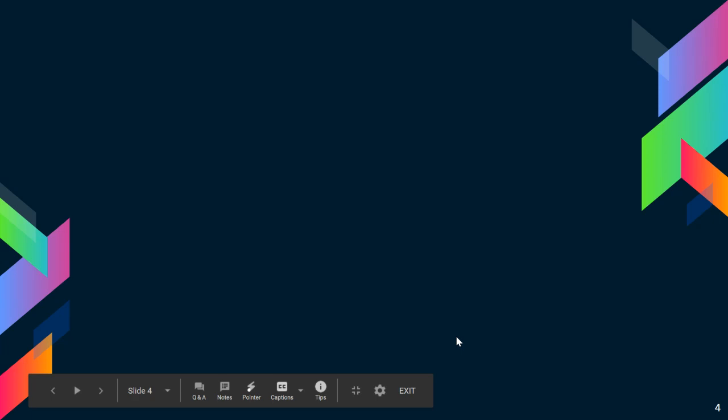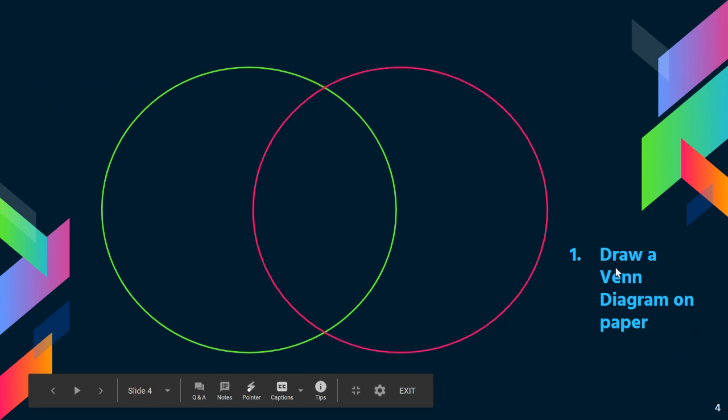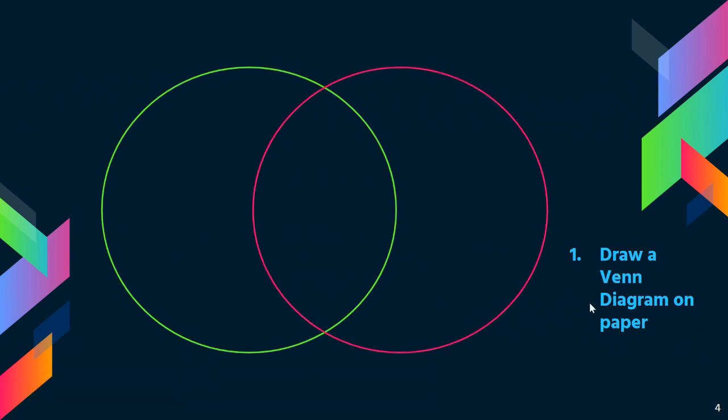Okay, now the first thing we're going to do is draw a Venn diagram on your paper. So here's a Venn diagram. You can see I actually used two different colors for this. I made the left circle green and the right circle pink. And I did this because it helps me to keep my two different sides separated. So go ahead and draw those two circles on your paper. And don't worry about it being perfect.